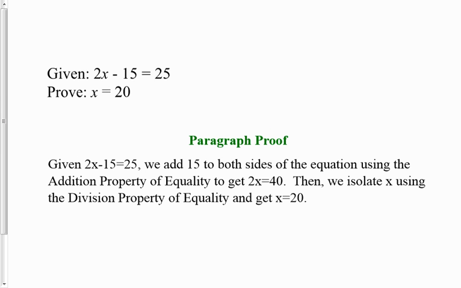And finally, a paragraph proof. Given 2x minus 15 equals 25, we add 15 to both sides of the equation using the addition property of equality to get 2x equals 40. Then we isolate x using the division property of equality and get x equals 20. I have put each step and each justification into a nice, clear, flowing paragraph with correct punctuation, nice transition words like then, next, maybe finally, and it flows in nicely. It reads just like a paragraph should read.